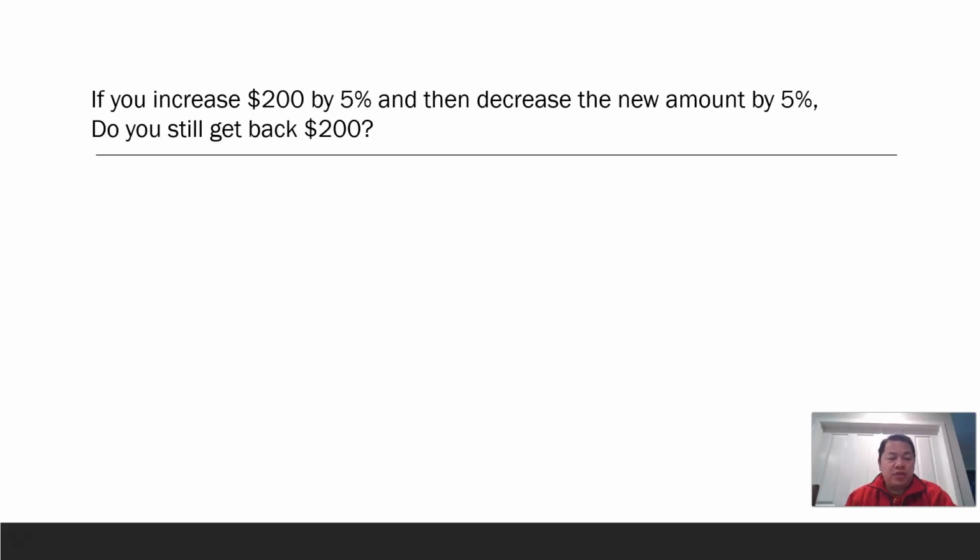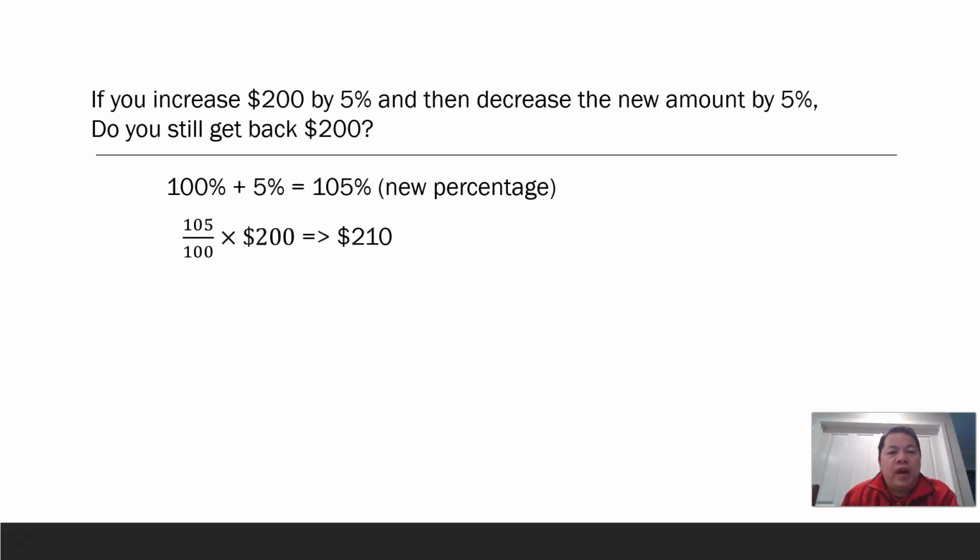This is a very interesting question. A lot of it deals with your understanding of base. So if you increase $200 by 5% and then decrease the new amount by 5%, do you actually get back $200? Let's find out. So 100% plus 5% is 105%. That's the new percentage after the increase. So that's why you have 105 over 100 times $200. So the new amount is $210.